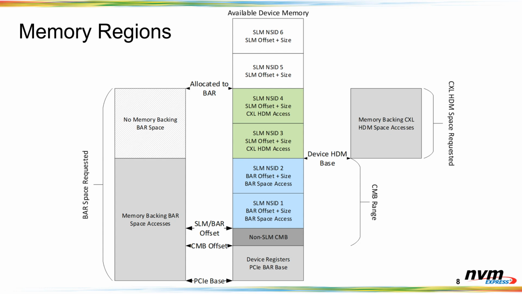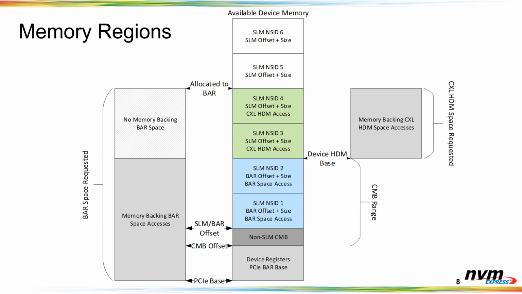To understand that a little bit better, let's take a look at this example memory diagram. Like I said, this is an example. What we're looking at here in the very middle of the slide is a memory map of the available device memory. So we're essentially looking at what memory is available in the device. If we start at the bottom, we've got device registers. Above that, we have non-SLM CMB. CMB is the controller memory buffer, which is well defined in NVMe and readily used in various products.